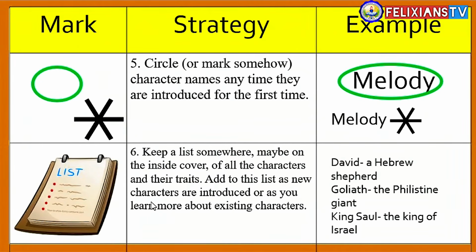Number 6. Keep a list somewhere, maybe on the inside cover, of all the characters and their traits. Are you familiar with the story of David and Goliath? So, what are you going to do? List the name and their descriptions. For example, the characters are David, Goliath, and King Saul. Description: David is a Hebrew shepherd. Goliath, the Philistine giant. King Saul, the king of Israel.